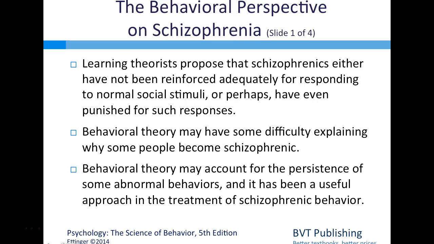So, behavioral perspective. Learning theorists propose that schizophrenics either have not been reinforced adequately for responding to normal social stimuli, or perhaps have even been punished for such responses. Behavioral theory may have some difficulty explaining why some people become schizophrenic, but behavioral theory may account for the persistence of some abnormal behaviors, and it has been a useful approach in the treatment of schizophrenic behavior. So, helping people with schizophrenia learn what behavior is more appropriate and what's not.